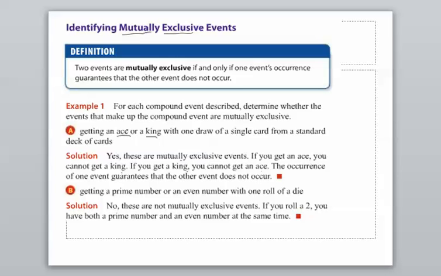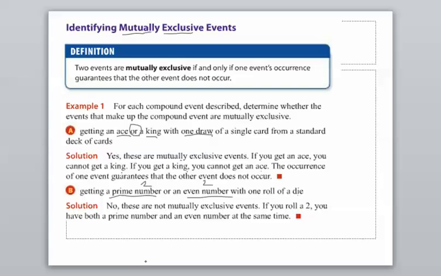Okay? And the way you have to look at this is make certain you read very carefully. Getting an ace or a king with one draw. So you've got two possibilities of success, but only one thing would be considered. You're only going to get one chance to make that success. So, getting a prime number or an even number with one roll of a die. Well, are these mutually exclusive? No, because the number 2 fits into both of these two situations. It's a prime number and it's an even number. And so these are not mutually exclusive events.